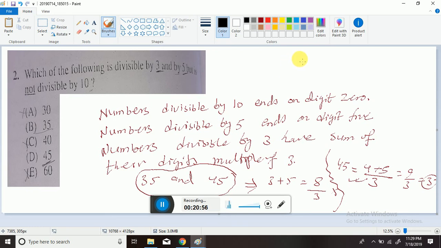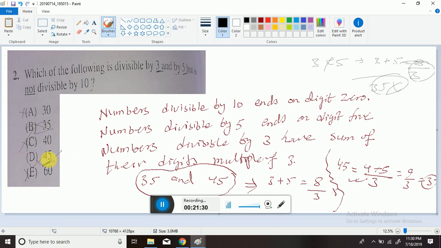What is the condition for a number which is divisible by 3 and which is not? The condition is that numbers divisible by 3 have the sum of their digits a multiple of 3. Like here, in terms of 35, 35 is composed of 3 and 5. So add both digits, 3 plus 5. 3 plus 5 is how much? 8. 8 is not a multiple of 3. So 35 is not divisible by 3. So option B is also wrong. So option D is the only correct one left.